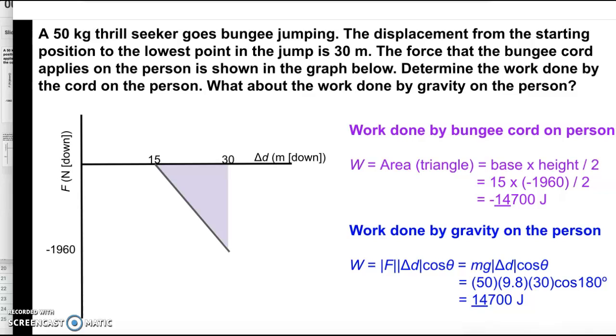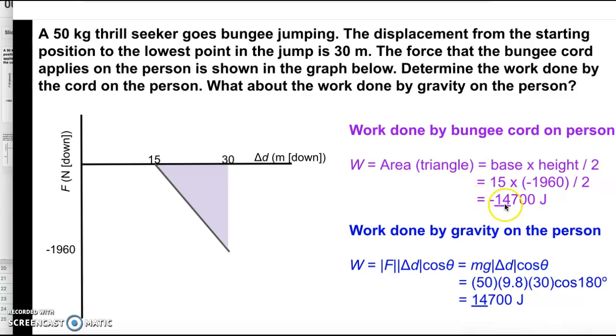Okay, so there was a mistake there. This turned into 180 somehow. I'm going to fix that for your slideshow, for your notes. But anyway, the answer is 14,700 joules is the work done by gravity.